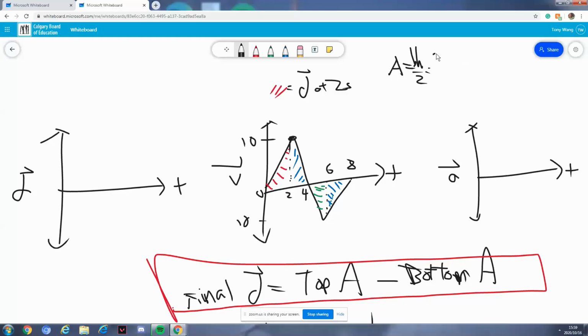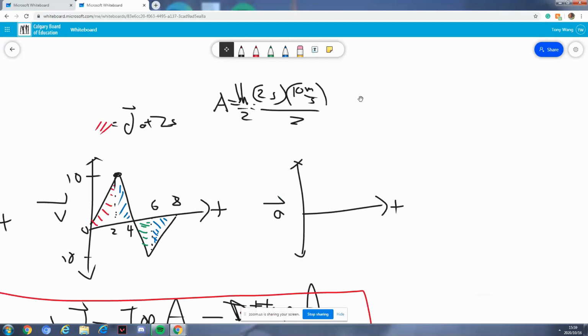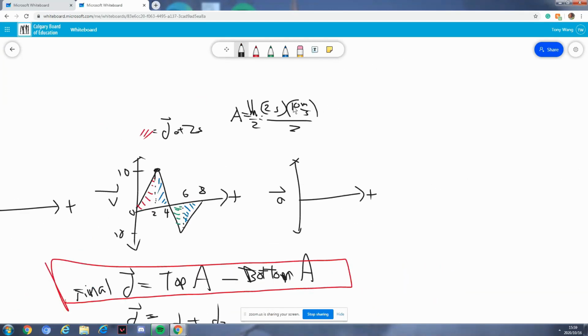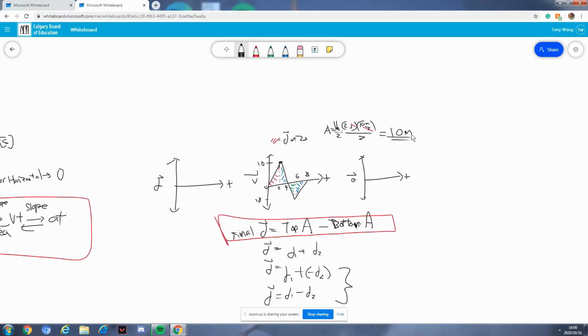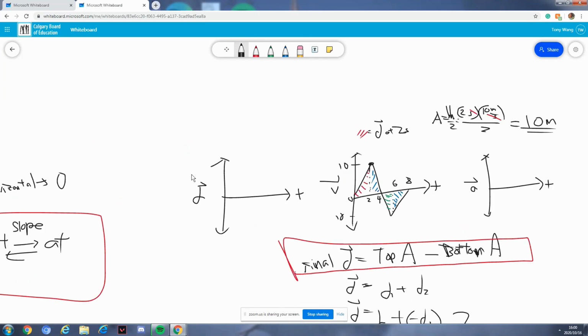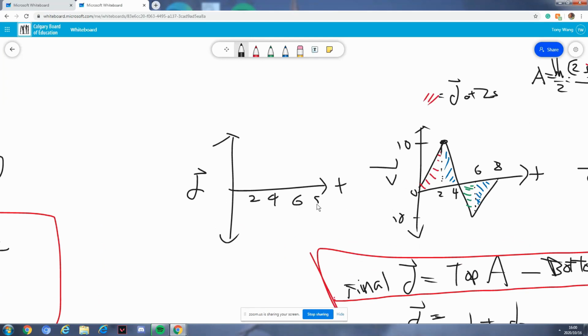The base is 2 seconds. The height is 10 meters per second. Divided by 2, the area would be, so you see how the units cancel out? The area would be 10 meters, quote unquote area. So that means that in the displacement, it goes to 10. Okay? Alright.